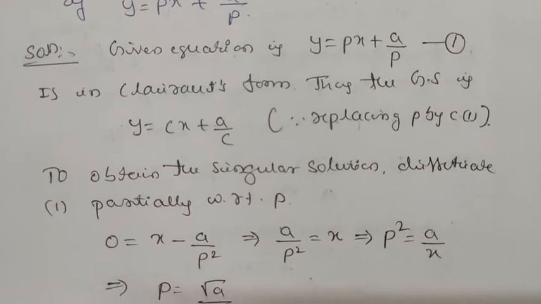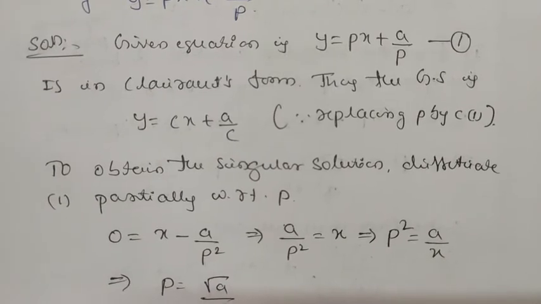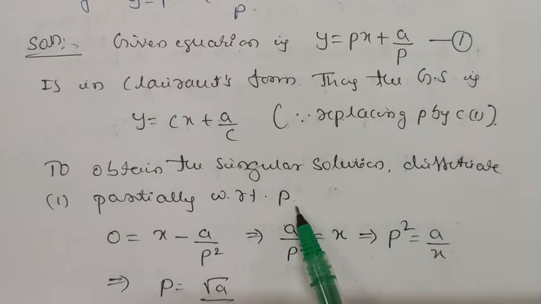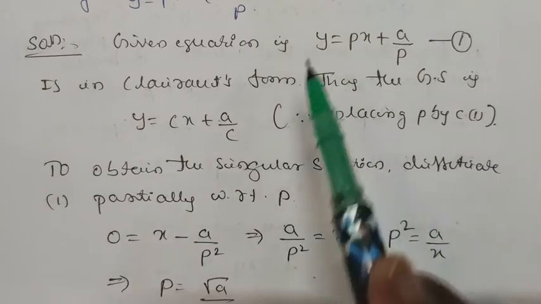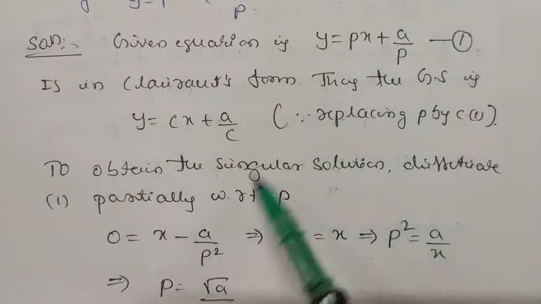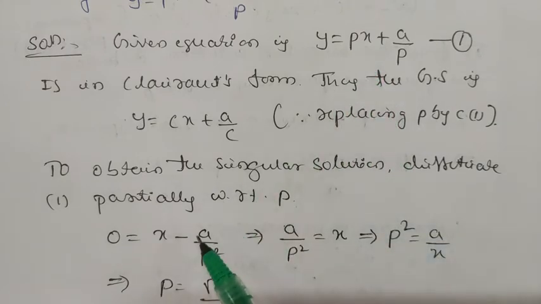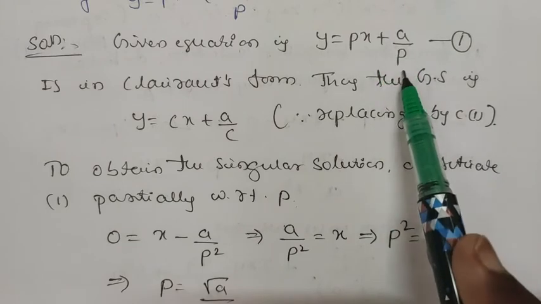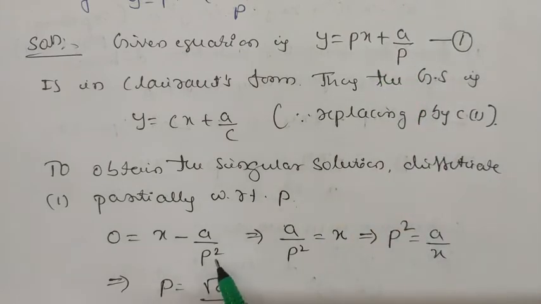So now to obtain the singular solution, we know the method is differentiating equation 1 partially with respect to p. Let us differentiate this equation 1 partially with respect to p. So again the derivative of y is 0, and the derivative of px is simply x, because x is constant as it is. The derivative of p with respect to p is 1, then a is constant as it is, the derivative of 1 by p is minus 1 by p square. So it is x minus a divided by p square.